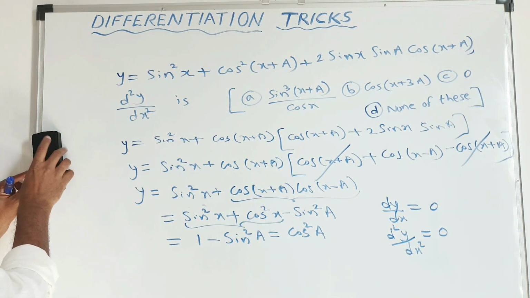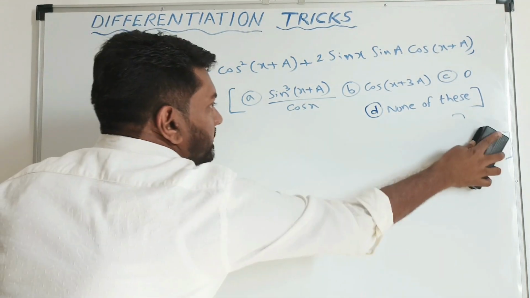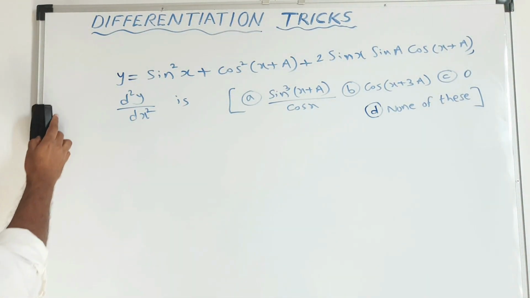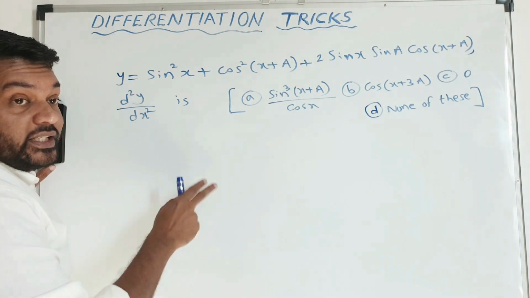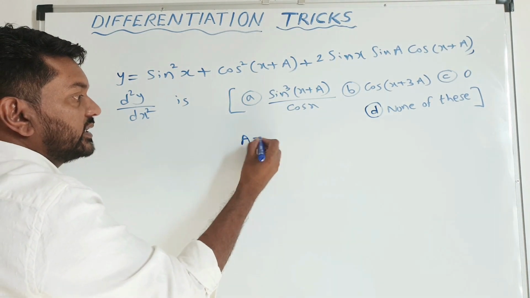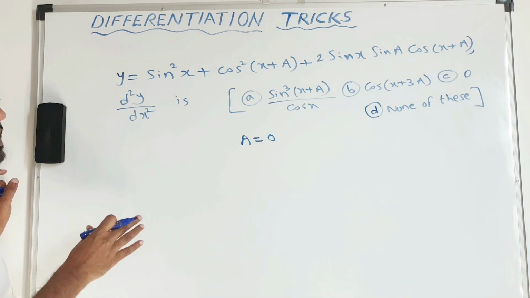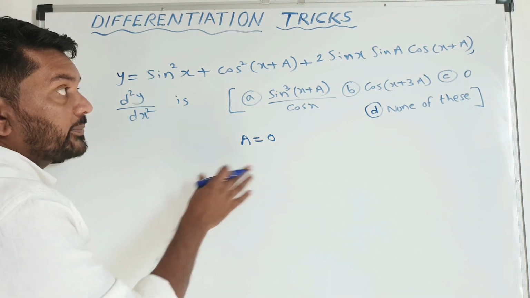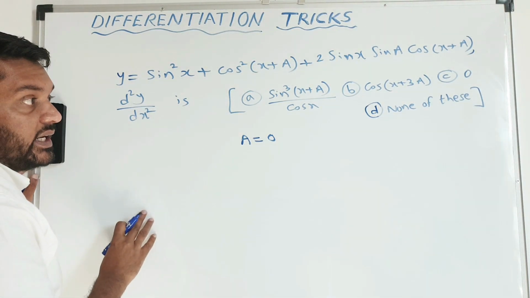Now I will tell a shortcut to do this easily. This is called the substitution method. Most of the MCQs you can solve using this substitution trick. I am substituting a as 0. This angle a, I am assuming it as 0 and checking. In every question you cannot use this substitution trick, but many questions you can apply this and check.